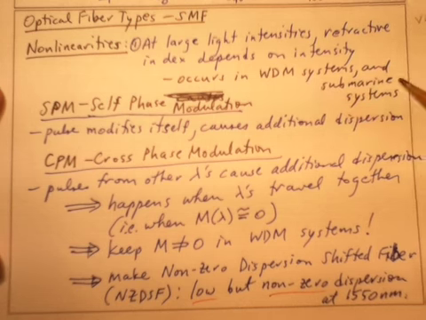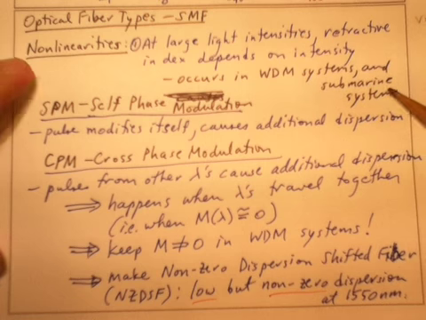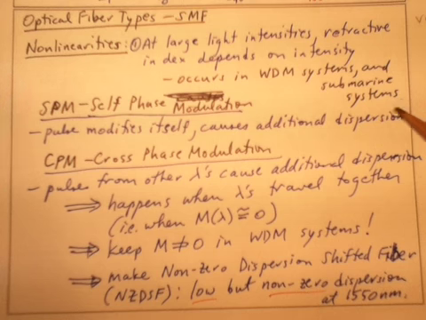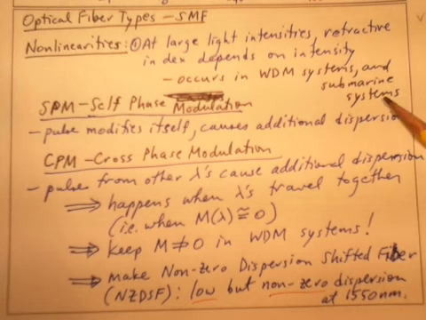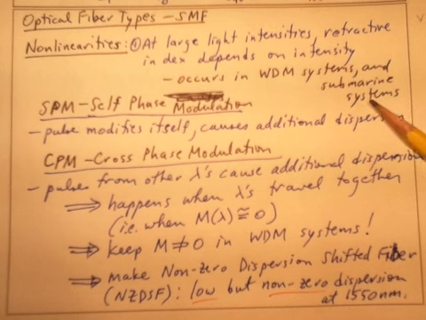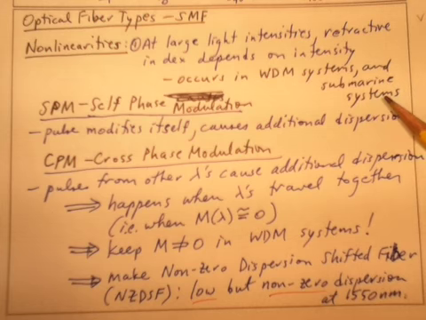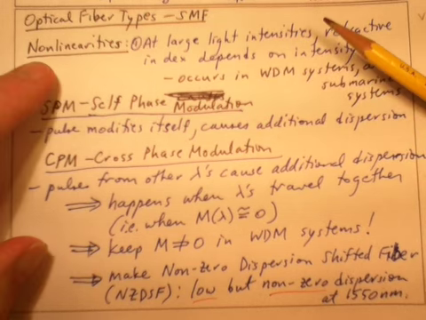The other place where nonlinearities often have a big effect is in submarine systems and long haul systems, but especially submarine systems, where they really have to go a long distance before they can regenerate or amplify the signal, and so they pump as much optical power into those fibers at the launch as they can. And nonlinearities really creep in.